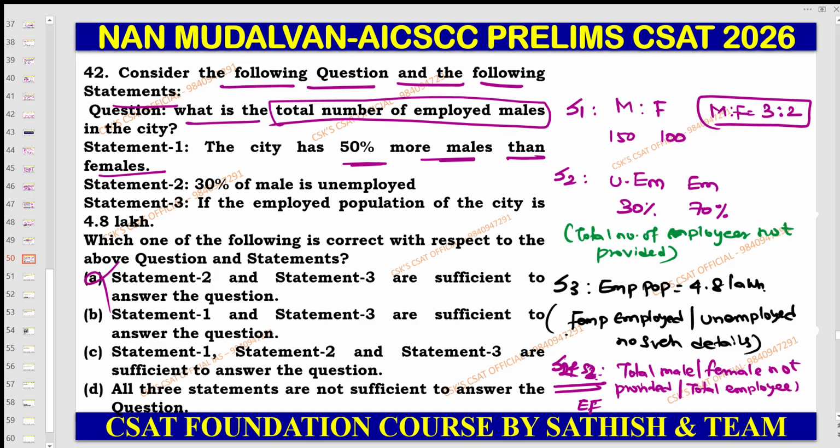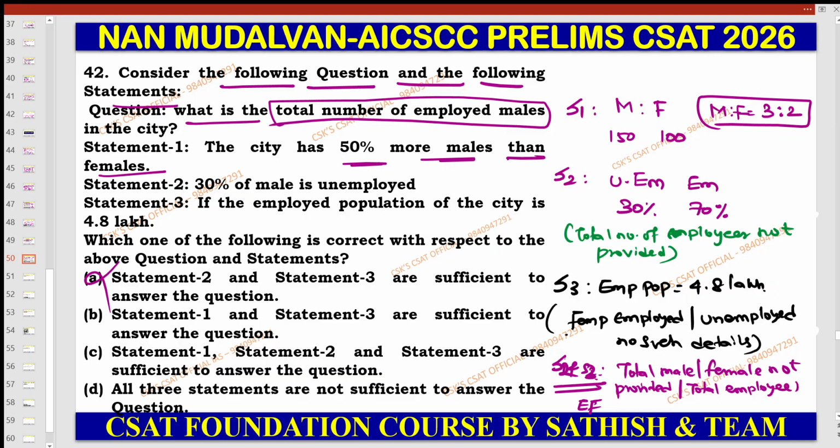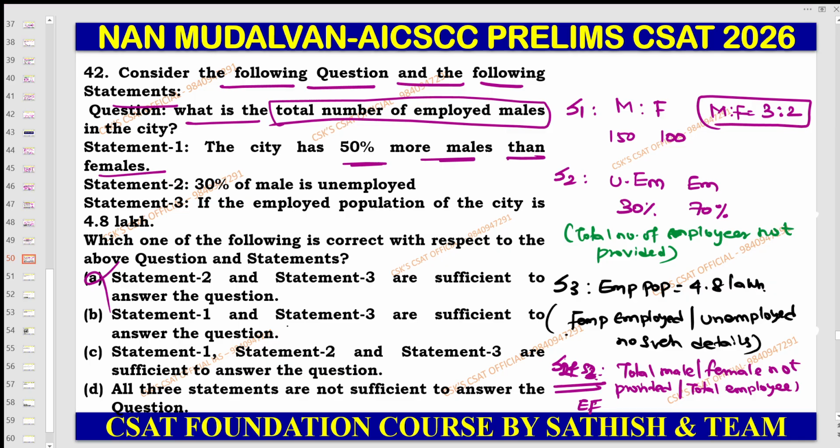Next, when it comes to 1 and 3, what is happening? 1 provides you the ratio. The next one provides you the employed population. So with this, surely it is not at all possible. Sorry, 1 and 3, yes, not at all possible.